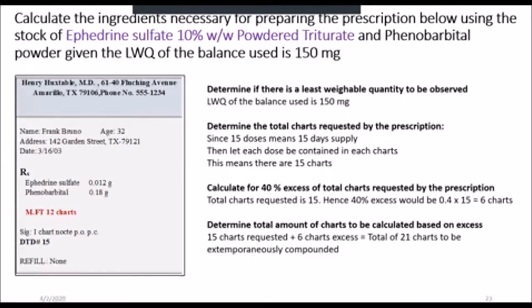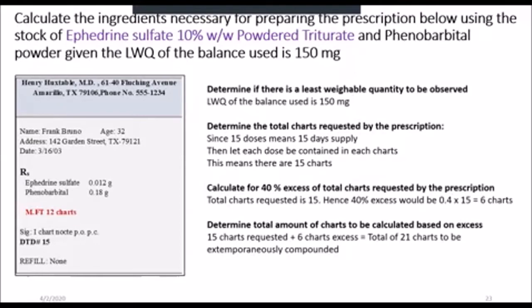First of all, we're going to have to interpret what the prescription is saying. The prescription says ephedrine sulfate 0.012 grams or 12 milligrams, phenobarbital 0.18 grams or 180 milligrams, MFT 12 charts. Now, a lot of students miss this portion of the prescription. MFT means mix and make.